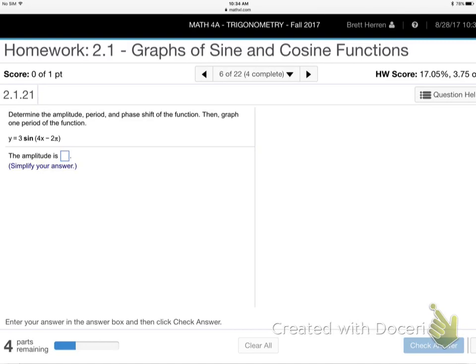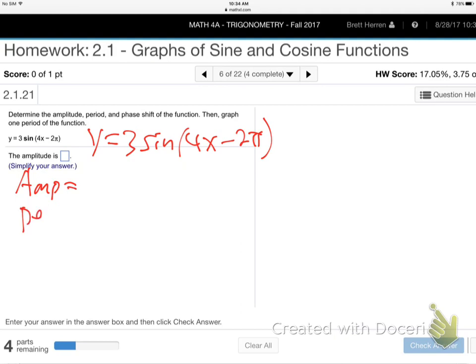Okay. Determine the amplitude, period, and phase shift of the function. So try that. Can you read that one? So y equals 3 sine 4x minus 2 pi. So try that one. First off, it's going to ask you for the amplitude, period, phase shift, which is going to have a new wrinkle. I'll show you in a minute. Do the basics first on that one, and then I'll jump in on that last part.